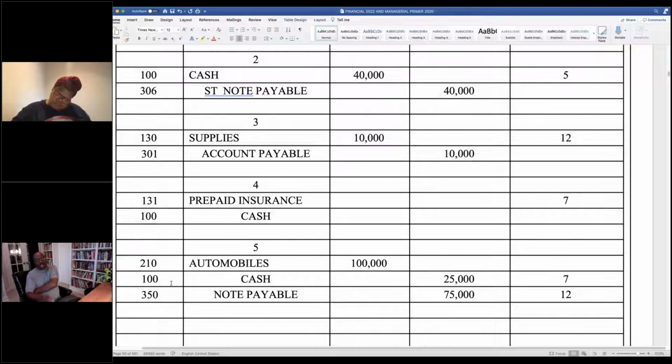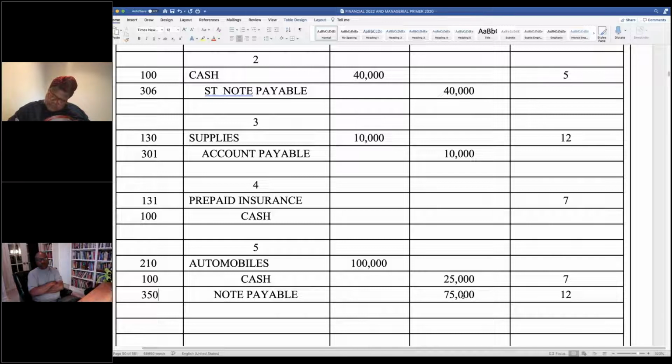So here we have a combination of things happening. We have 3 accounts. The debits still equal the credits. Do we see that? If you have more than one account, you can have that at a time, but the debits must still equal the credits. So 2 things happen. We got 100,000 in automobiles. We gave up cash of 25,000, and we signed a note away for 75,000.